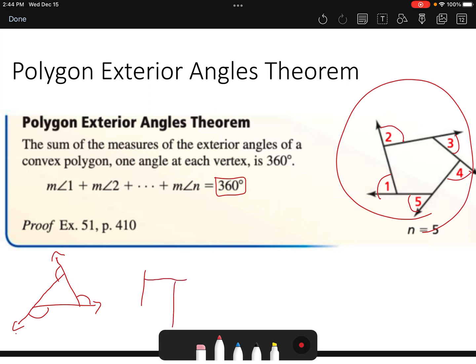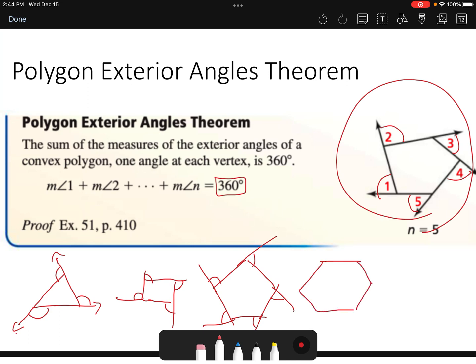Okay, now I'm going to draw a quadrilateral. So this angle plus this angle plus this angle plus this angle equals 360. Now a pentagon. This angle plus this angle plus this angle plus this angle plus this angle equals 360. Okay, hexagon.